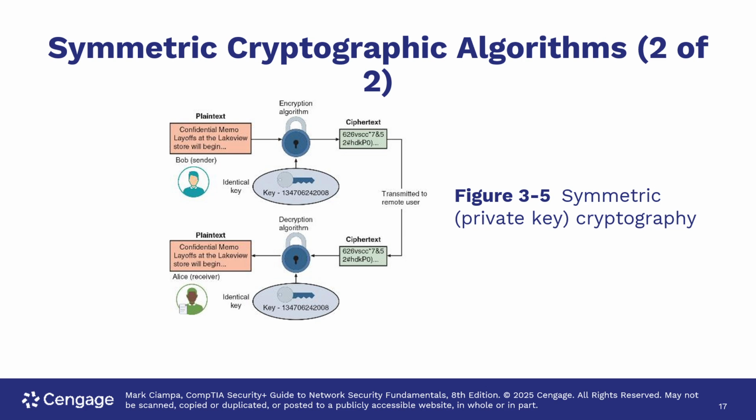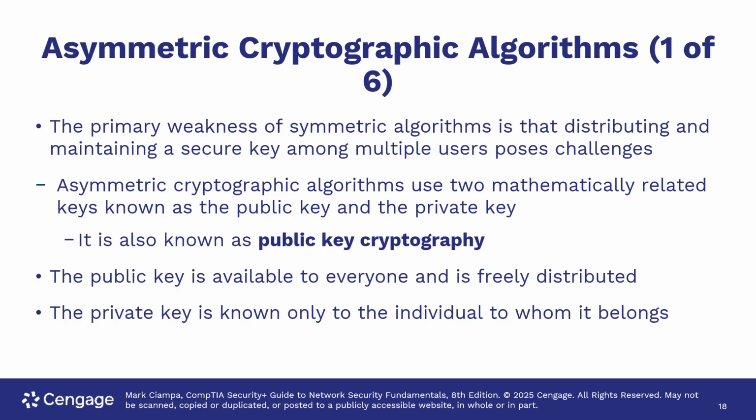So here's an example. You have your plaintext, you have your encryption algorithm, that's your key, and then that generates the ciphertext. You transmit the ciphertext, the person receives it, they unlock it with the key, and you see the plaintext. So this is symmetric, meaning the same key to lock it or encrypt it is used to decrypt it.